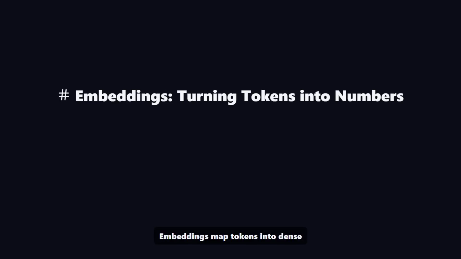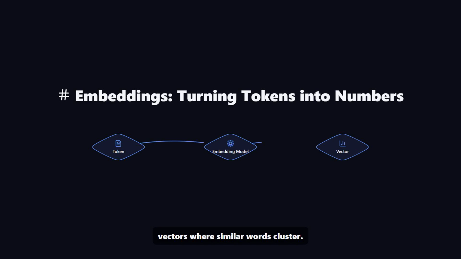Embeddings? Map tokens into dense vectors where similar words cluster. AWS Titan Embeddings models produce vectors with thousands of dimensions. Exact counts vary by model and version. Check current AWS documentation for the specific dimensions. King, minus man, plus woman, equals queen remains the classic exam example.